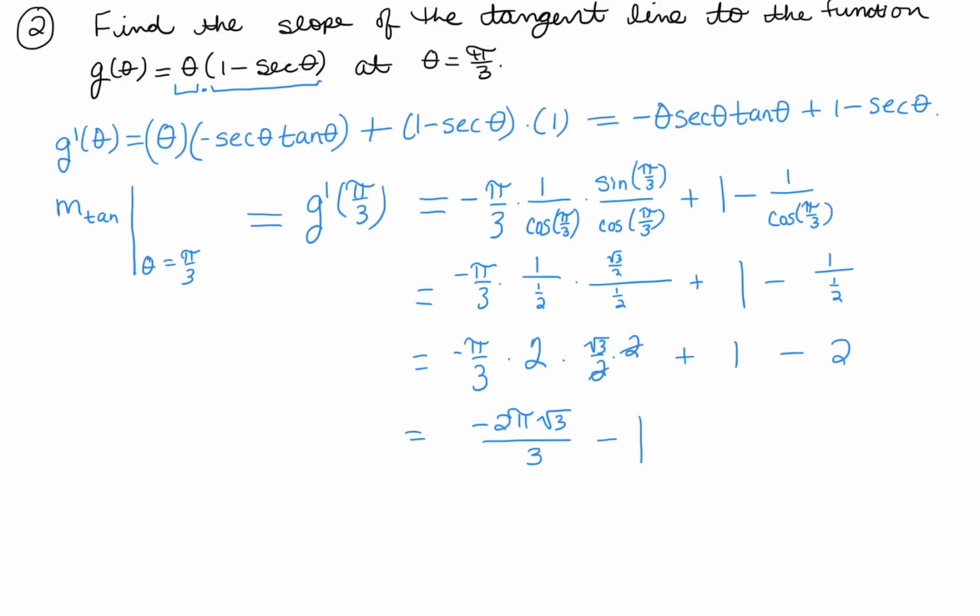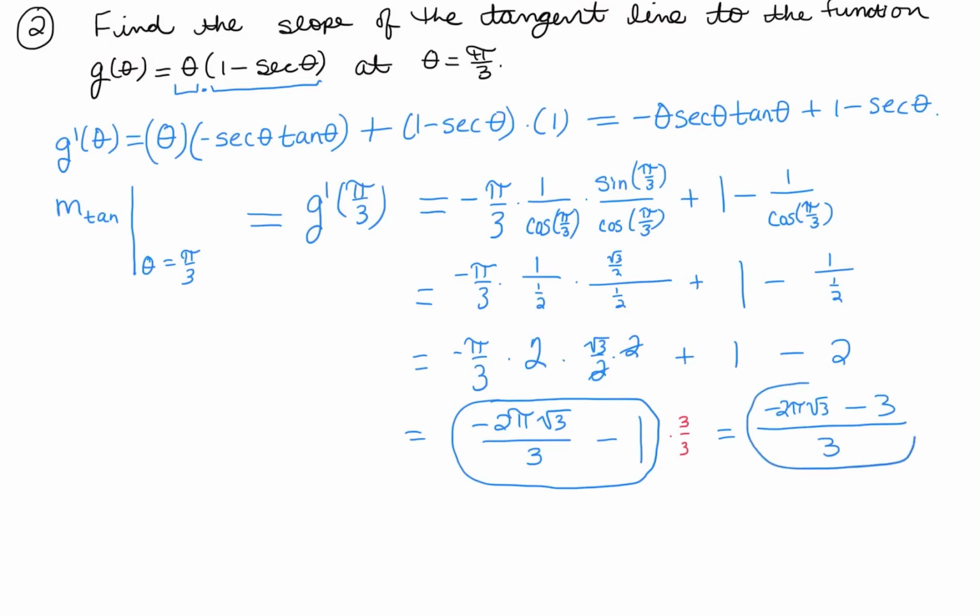So that would be okay. If you wanted to think about writing this all as one term, you could of course think about the 3 over 3, rewriting 1 as 3 over 3, and then you could say this would look like negative 2 pi square root of 3 minus 3, and then that whole thing all over 3. So either of those would be the exact form of the slope of our tangent line at theta equals pi over 3.